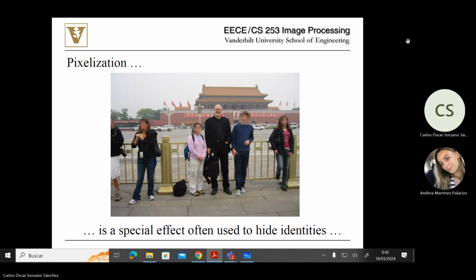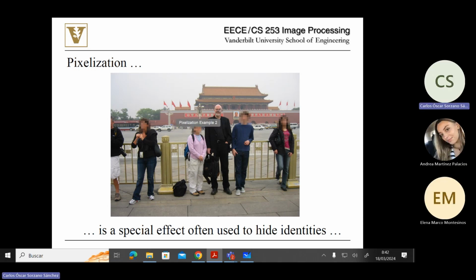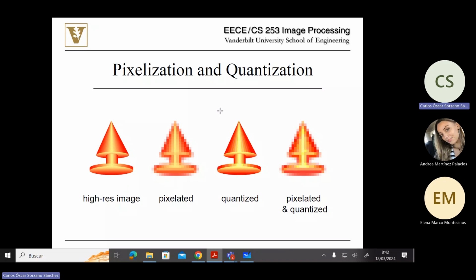So let's say that we have a picture and then we want a certain region to have a smaller information content. So here the pixels are bigger somehow, and here in this area the pixels are small. So let's see how to do that. So this is a reminder of these ideas of pixelization and quantization.